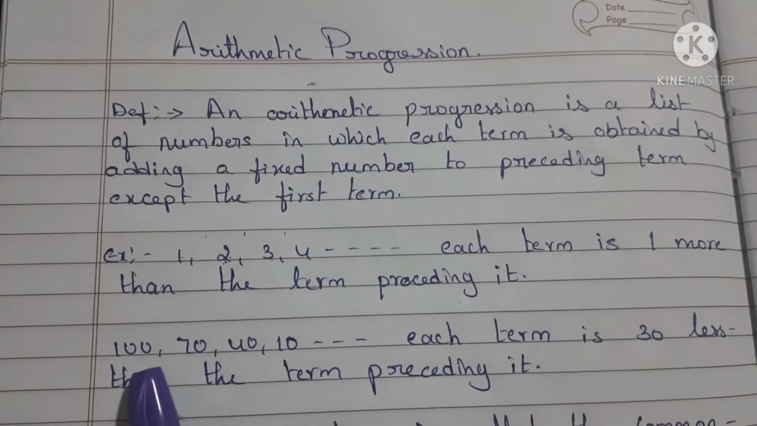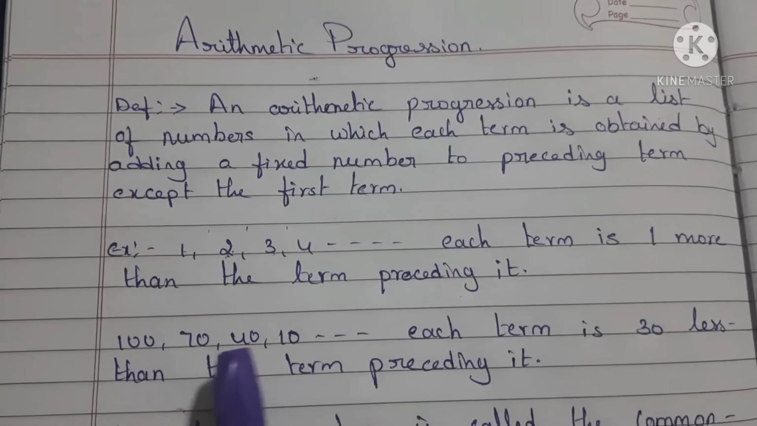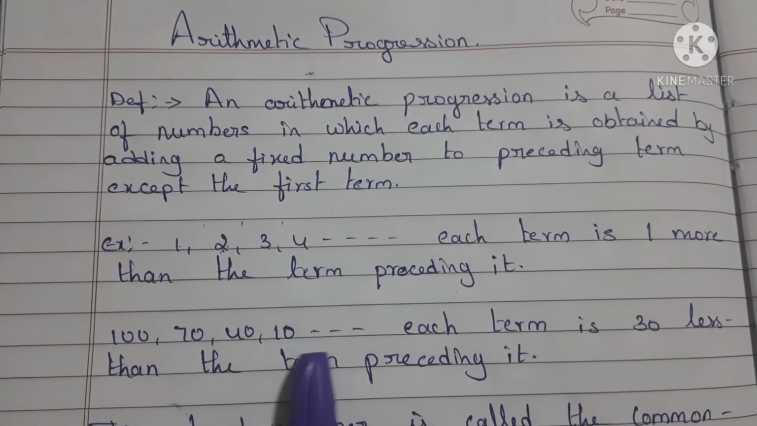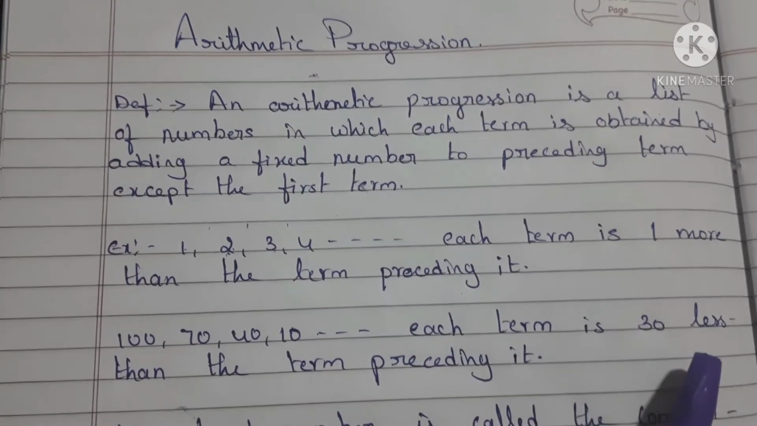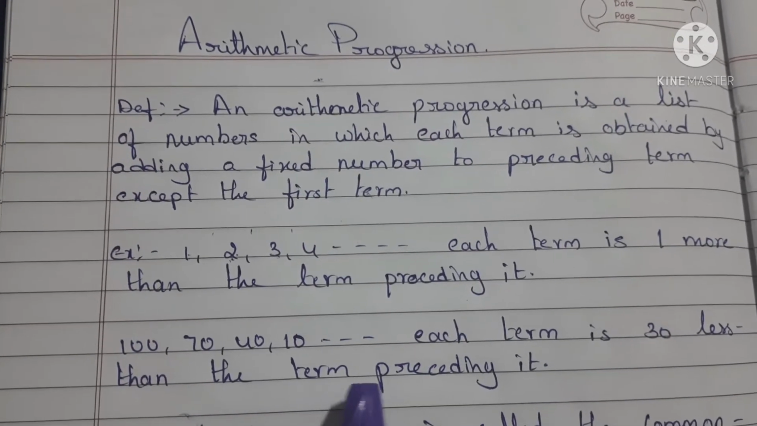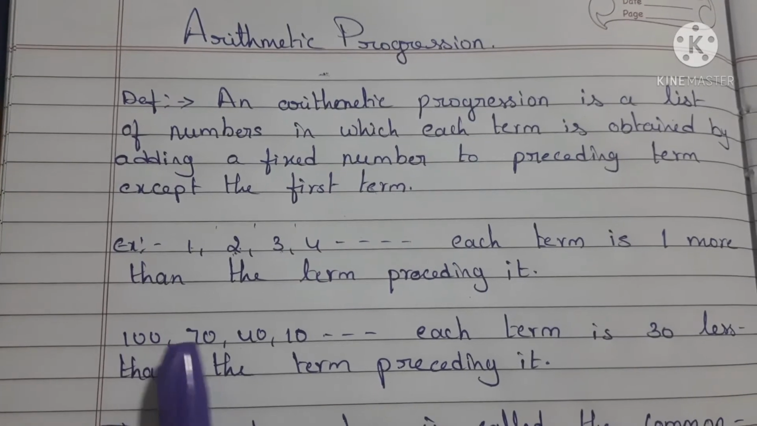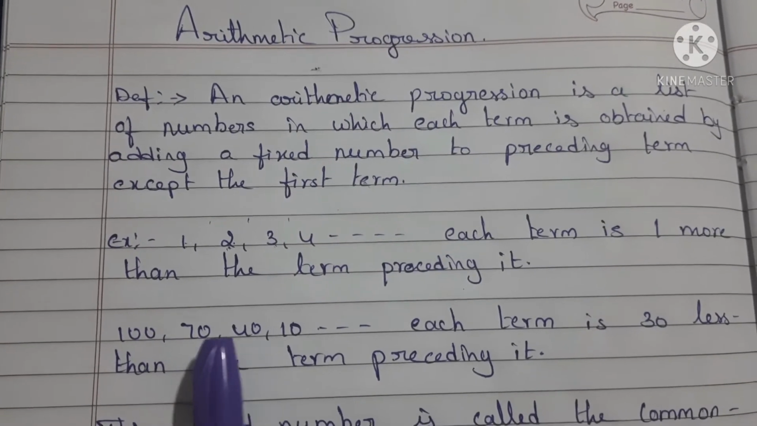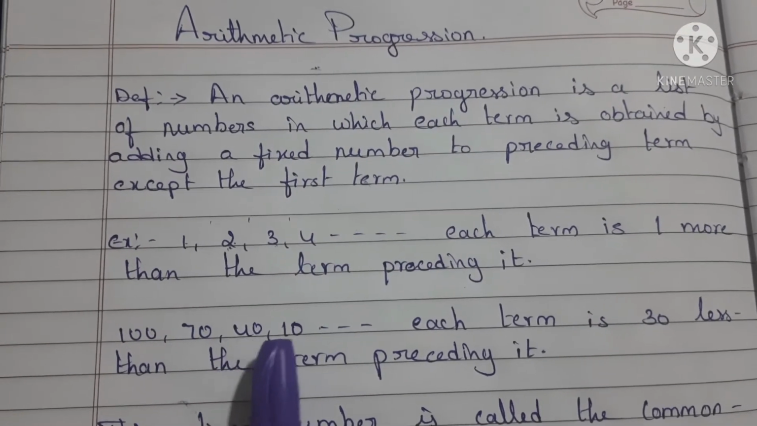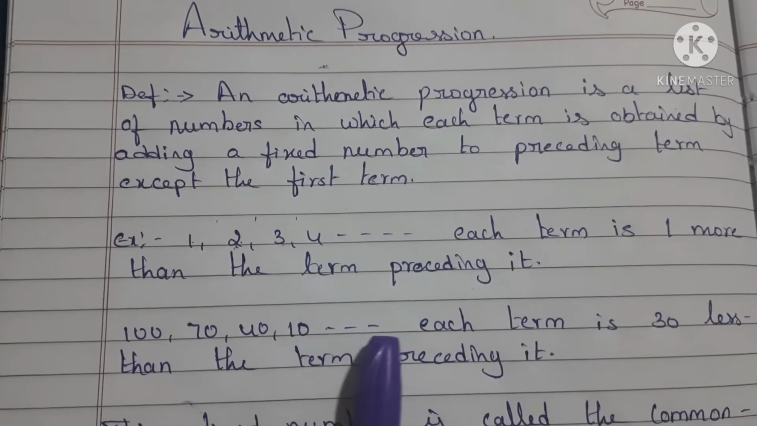Okay, next example: 100, 70, 40, 10, and so on. Each term is 30 less than the term preceding it. That means 100 minus 30 is 70, 70 minus 30 is 40, 40 minus 30 is 10, like that.